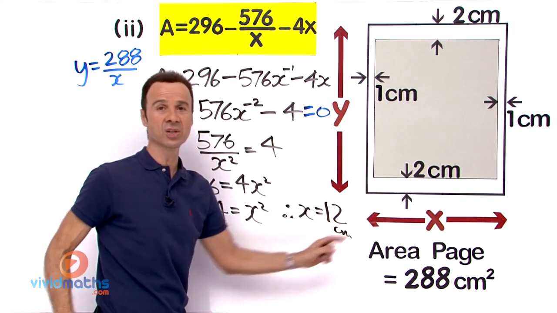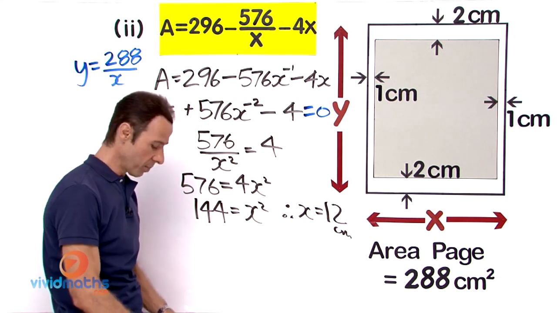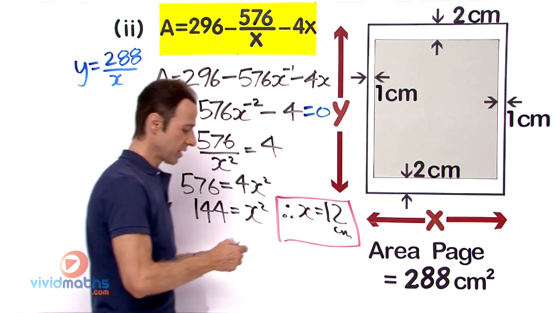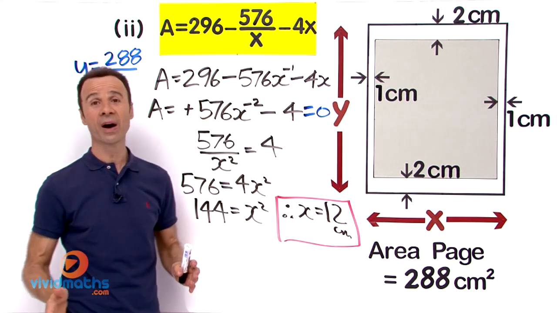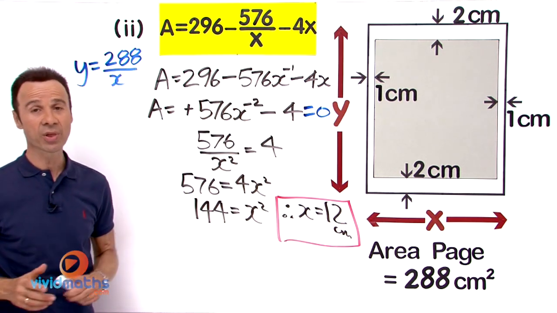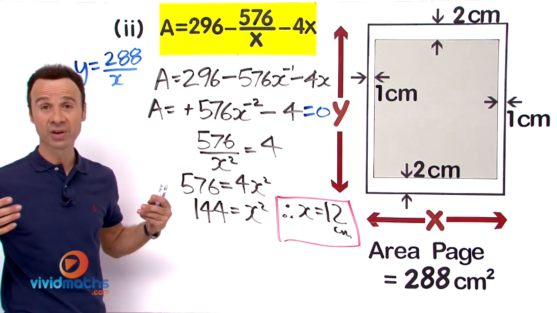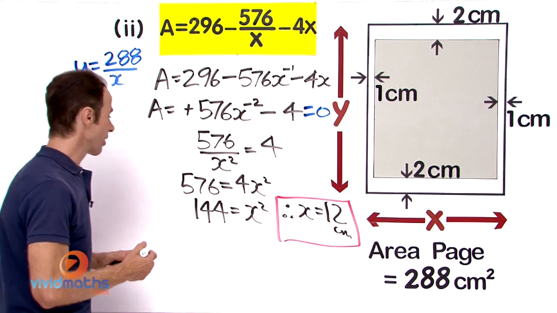So that's that x there. That's one of the dimensions that we've got there. So let me just put a border around that. All right, that's one of the dimensions. Now, before we find the other dimension, let's check and see whether it is, in fact, a maximum. And the way to do that is to find, of course, the second derivative. So let's go ahead and do that.